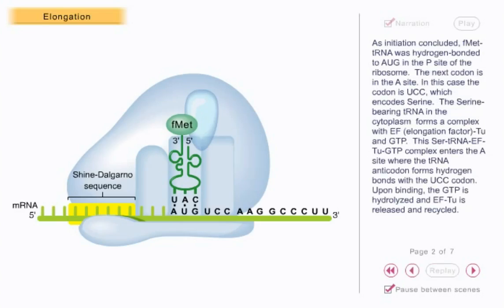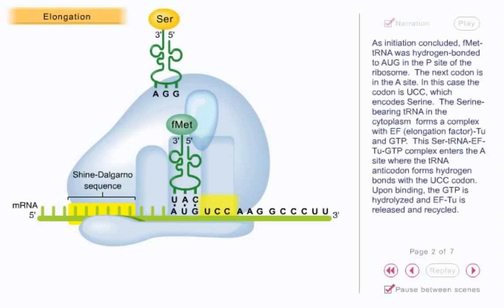As initiation concluded, F-met tRNA was hydrogen bonded to AUG in the P site of the ribosome. The next codon is in the A site. In this case, the codon is UCC, which encodes serine.